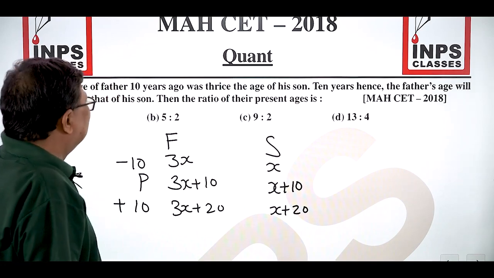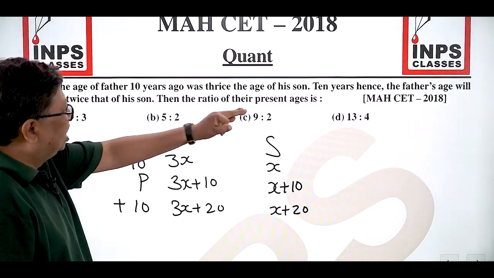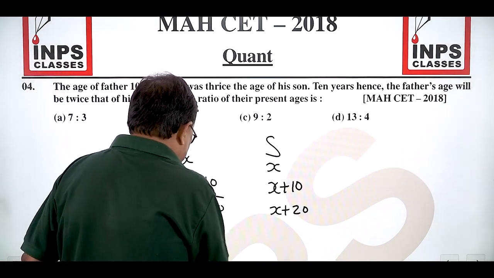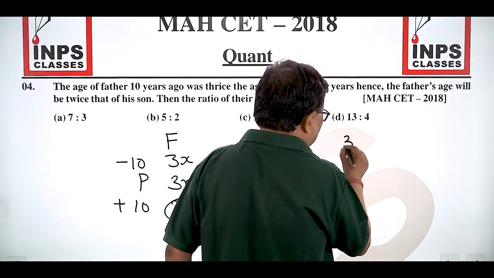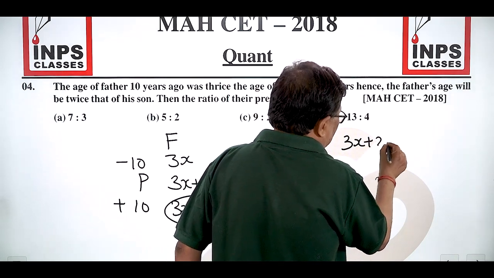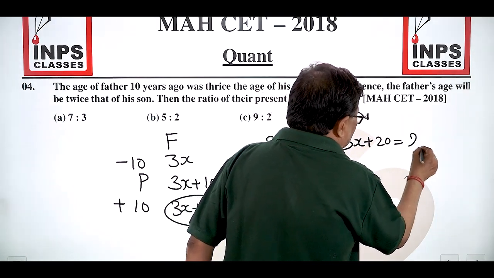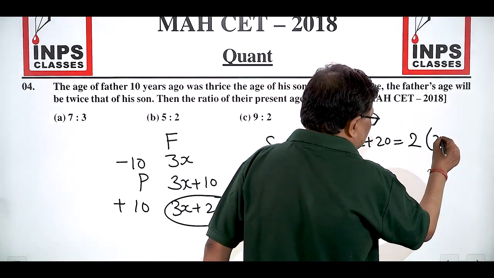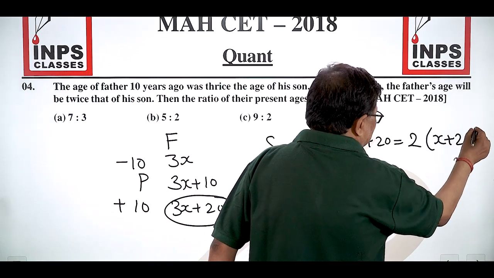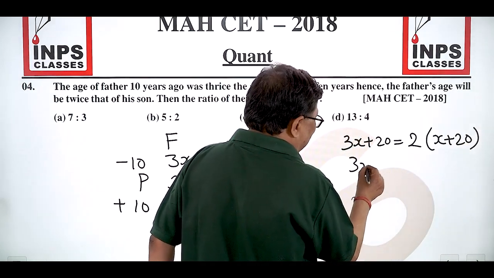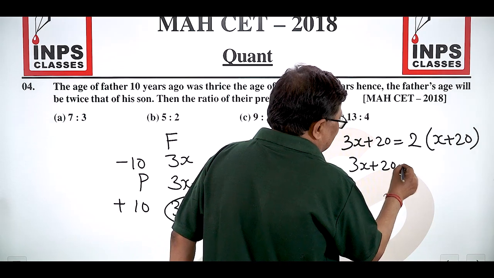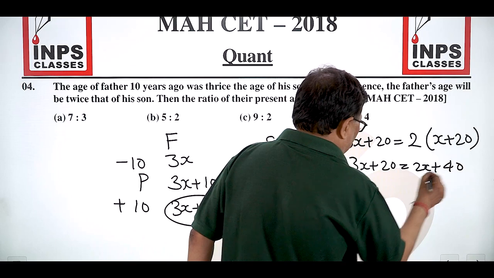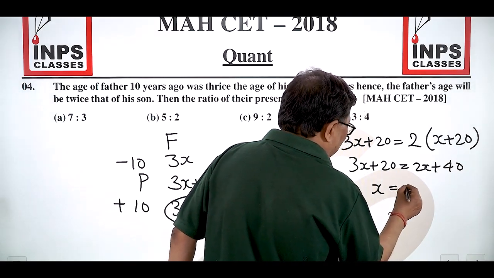But he says that 10 years hence the father's age will be twice that of his son. So the father's age, that is 3x plus 20, would be twice the age of his son 10 years hence, which is x plus 20. So twice of x plus 20. This gives me 3x plus 20 is equal to 2x plus 40. So x comes out to be 20.